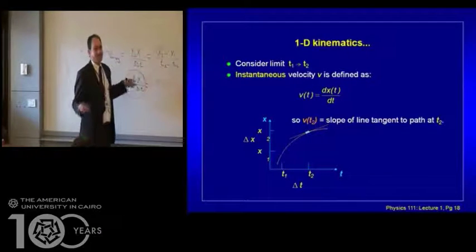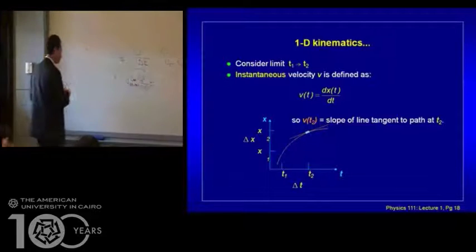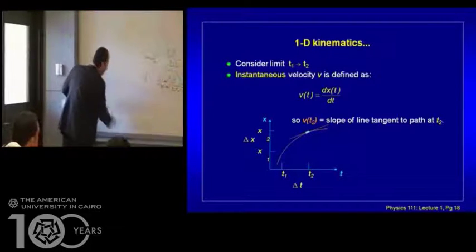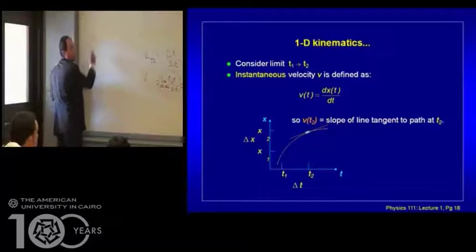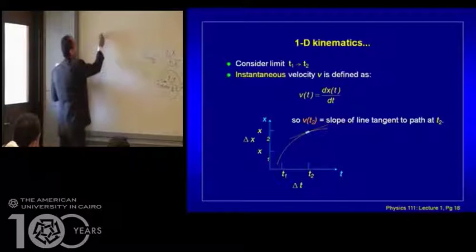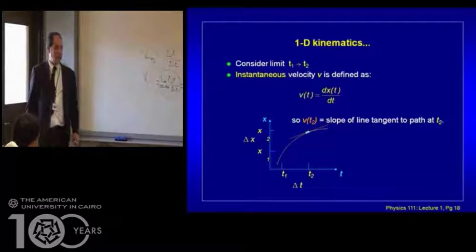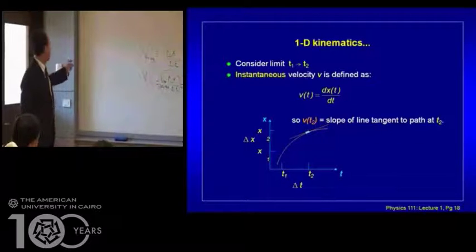Delta x over delta t, that's easy. Let's assume that x, as a function of time, equals t squared plus 1. This is a function that gives us the position.